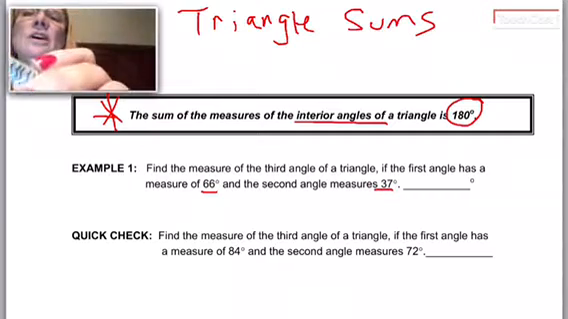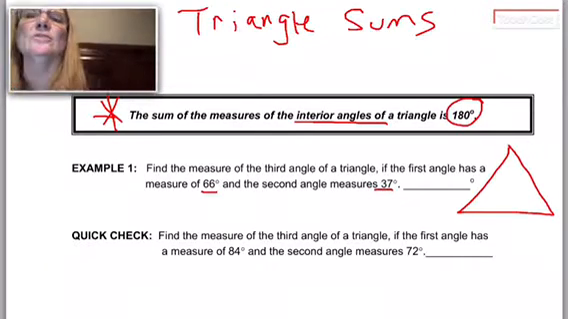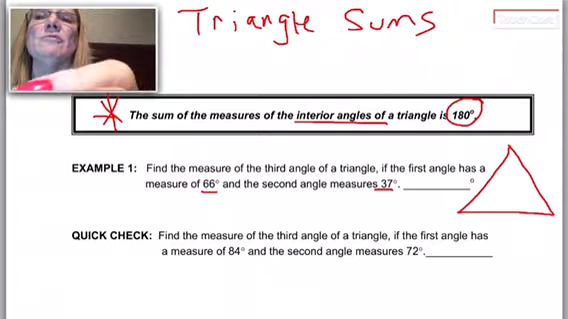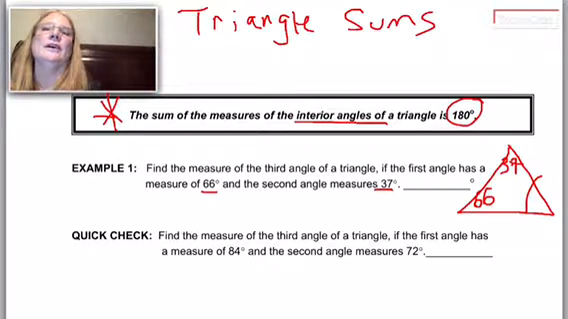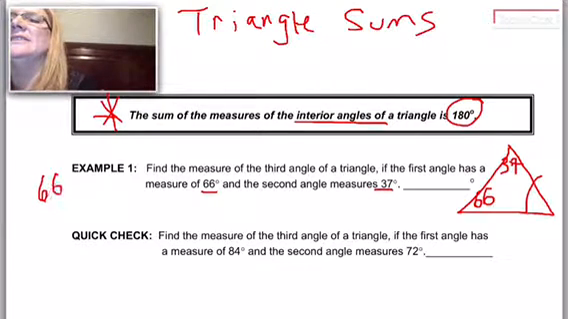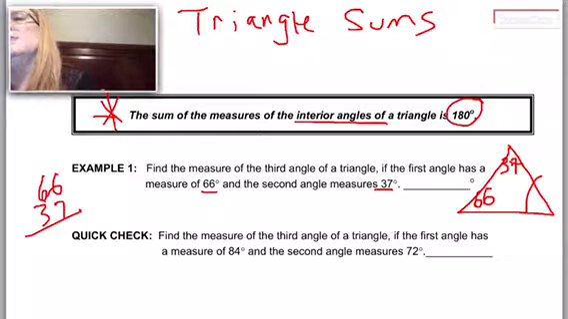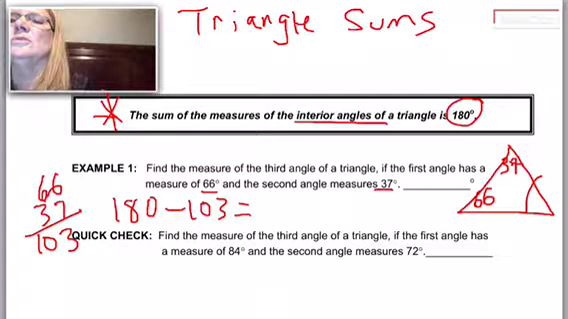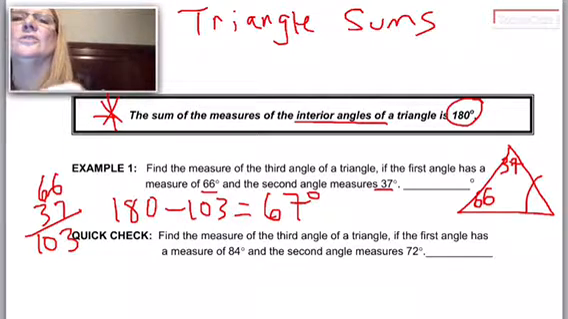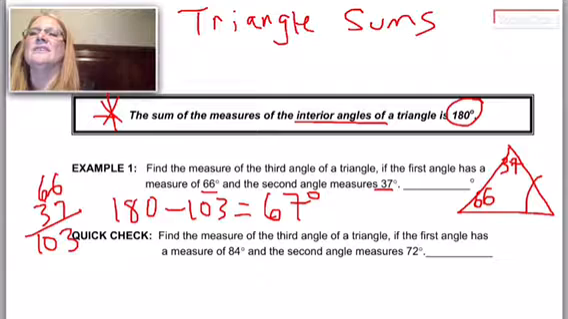So we can just look at any triangle. Don't worry if the angles don't match these numbers, but we just want a visual. So we have one angle that's 66 and one that's 37. Well, we need this angle right here. And so we know that when we add them all up, we get 180. So we can simply add 66 to 37 and we get 103. And so the missing angle is 180 minus 103, which is equal to 67 degrees. So the missing angle is 67 degrees.